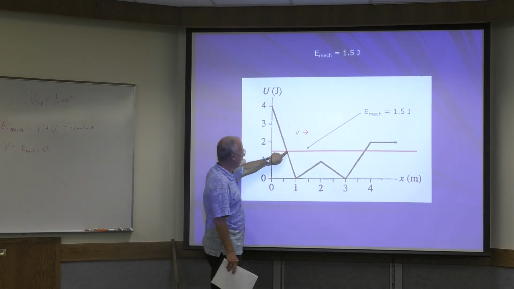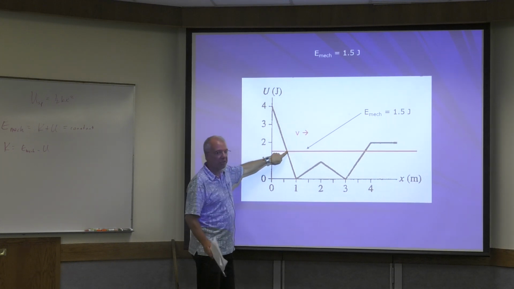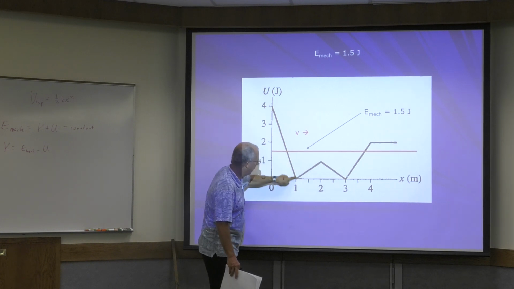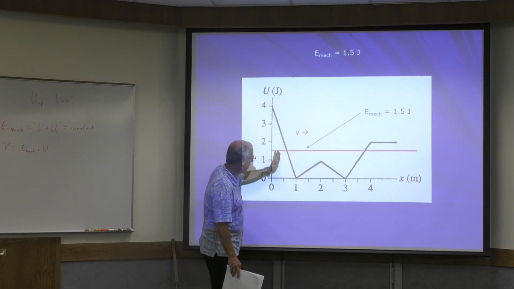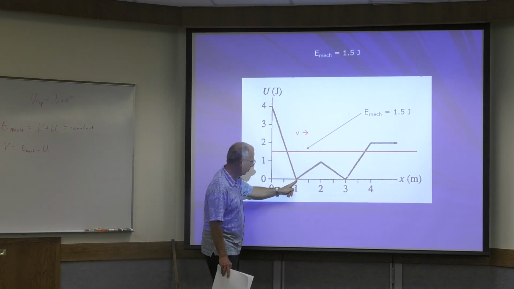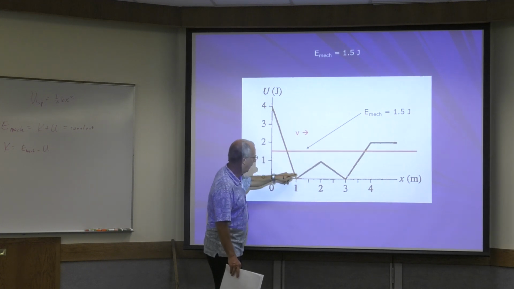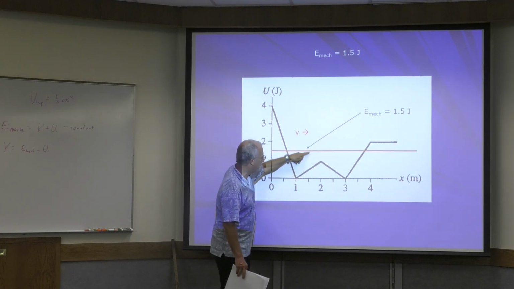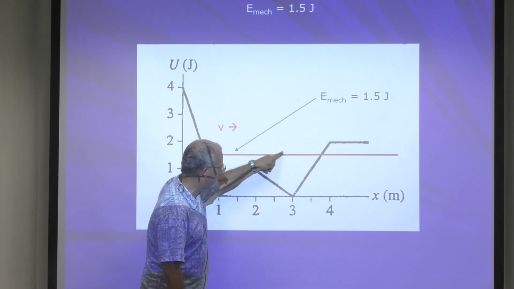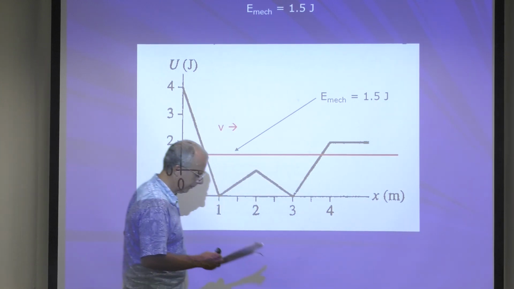Well, here, the potential energy equals the mechanical energy. So the kinetic energy is 0. But you see here, the kinetic energy is getting bigger, bigger, bigger, right? So it's getting faster from, let's say, x equals 0.75 to x equals 1, right? So bigger, bigger, bigger. Here, kinetic energy gets smaller, so it's slowing down. Here, kinetic energy gets bigger, speeding up. Here, kinetic energy gets smaller, slowing down.